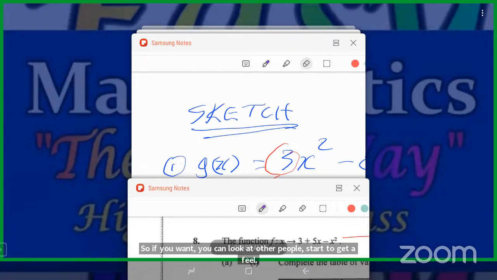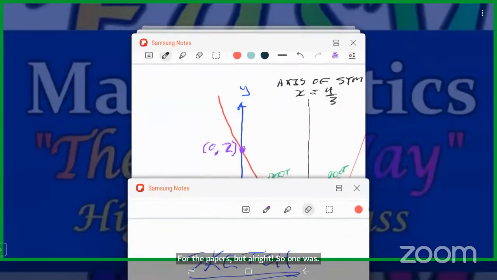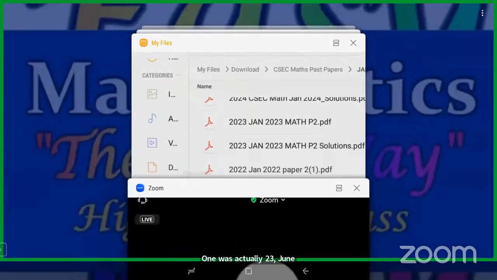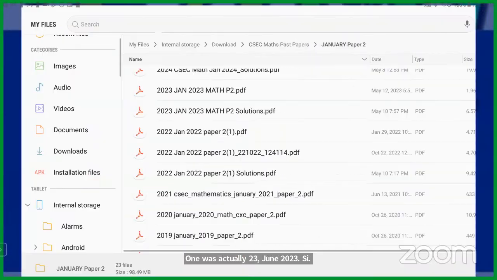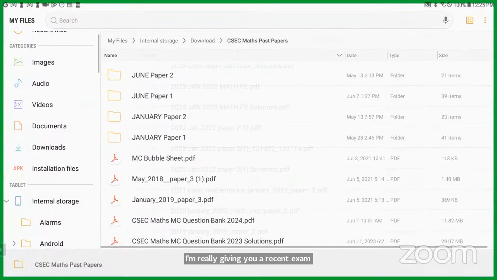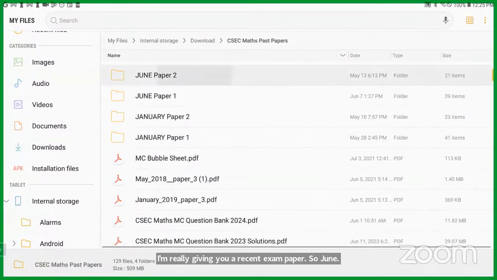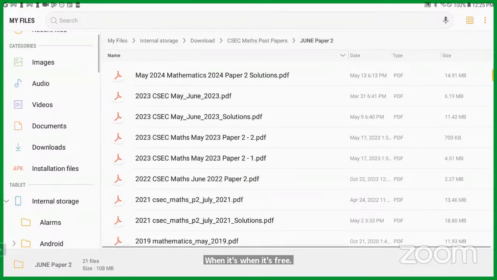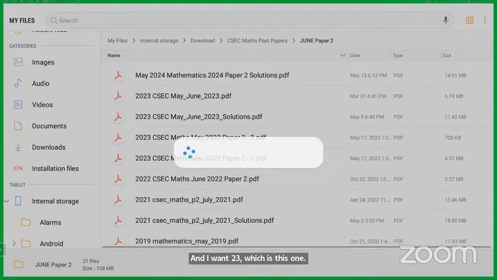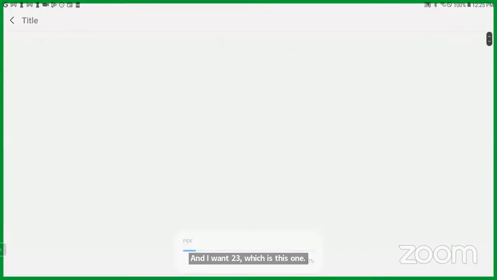So one was actually June 2023. So you see, I'm really giving you recent exam papers. So June 2023. These are my June papers in here. And I want 2023, which is this one. All right, let's go.